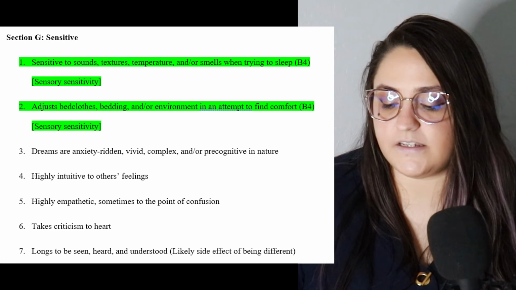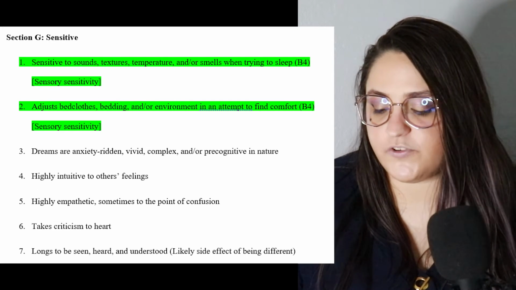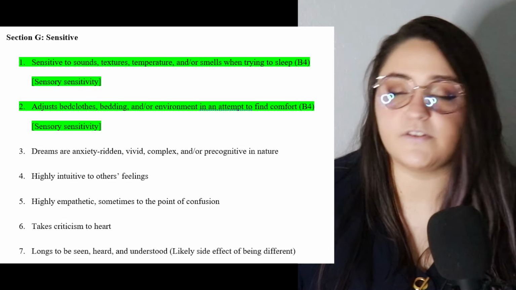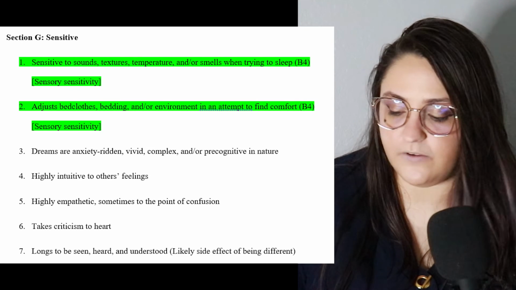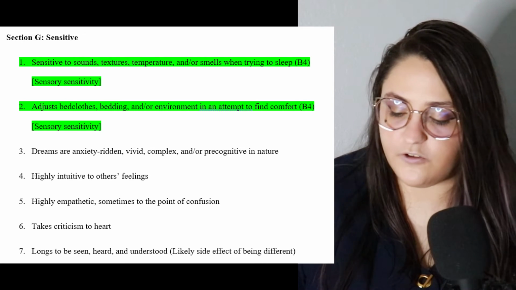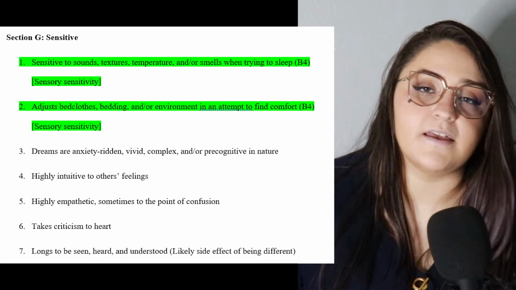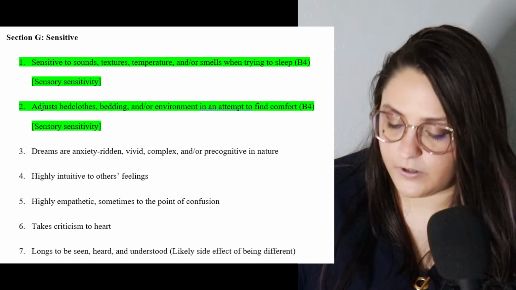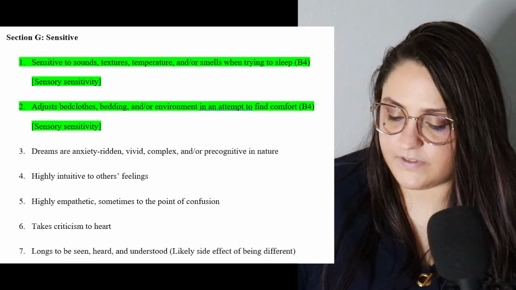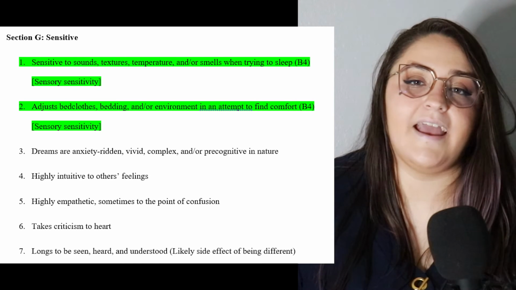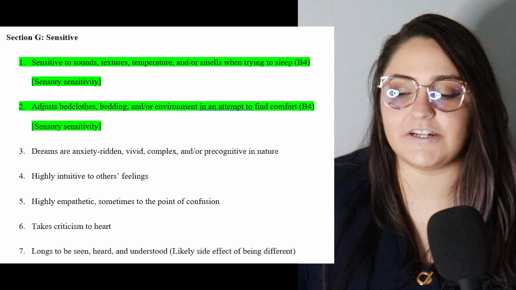Section G, sensitive. So sensitive to sounds, textures, temperature, and or smells when trying to sleep. So sensory sensitivity falls under B4. Adjust bedclothes, bedding, and or environment in an attempt to find comfort. Again, sensory sensitivity, B4.